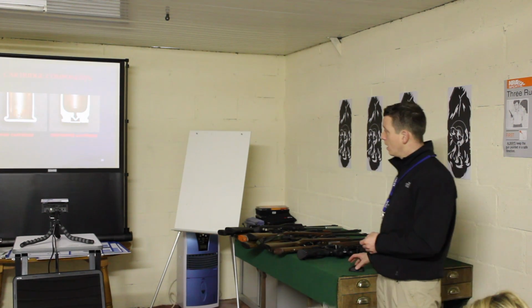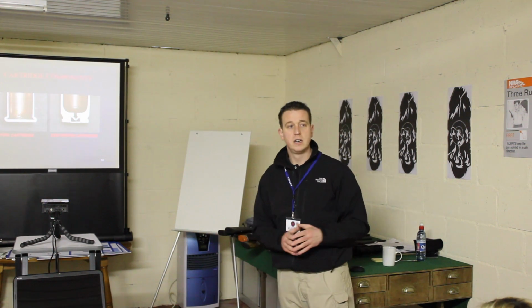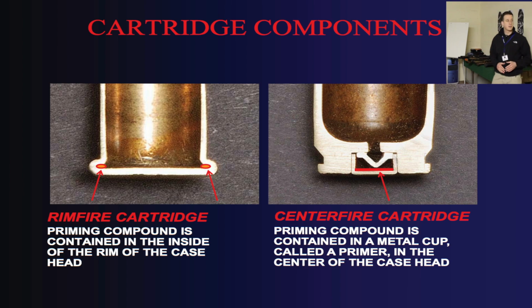Okay, so cartridge components. As I mentioned, there's a rim fire cartridge, and there's also a centre fire cartridge. In a rim fire cartridge, you'll see that the priming compound, that little piece of explosive if you like, is contained within the rim. What we're looking at here, just to explain it, is a .22 shell and a centre fire shell cut in half with a saw, just to give you an idea of the section of it.